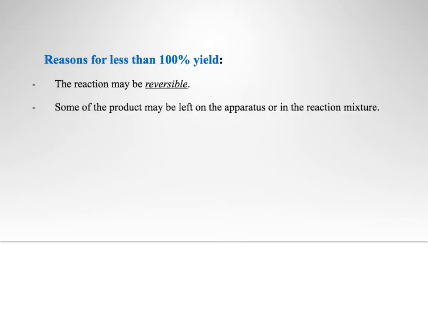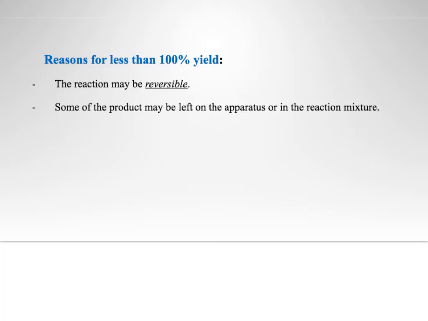We could be asked in a question for reasons why the yield is not 100%, so let's think through some. Firstly, the reaction may be reversible. That means that the backwards reaction can happen as well as the forwards reaction. So once the forwards reaction has happened, it may be that some of the products then react back to form reactants again. This obviously is going to mean a lower mass of product than we expected.